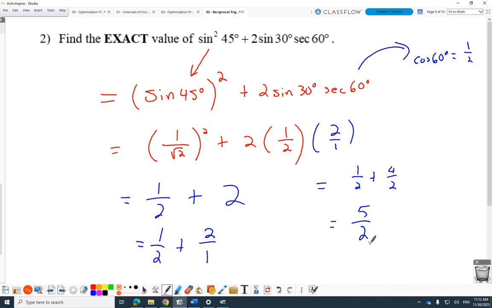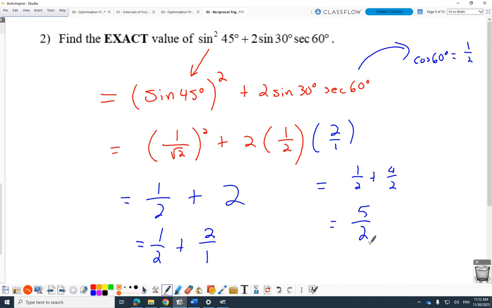Giving a slight example why we do trigonometry. Look at this disaster of an expression. Sine squared 45 plus 2 sine 30 secant 60. And with our trigonometry skills, we find out, oh, that's equal to 5/2. Isn't that better? Isn't that more simple? So this trig we're doing is about simplifying things.